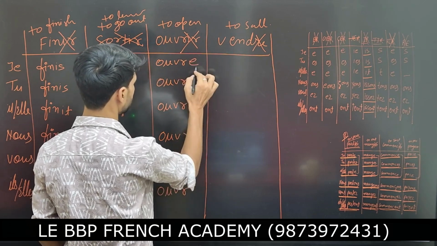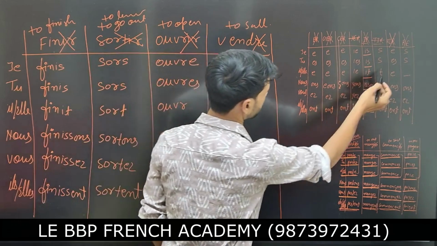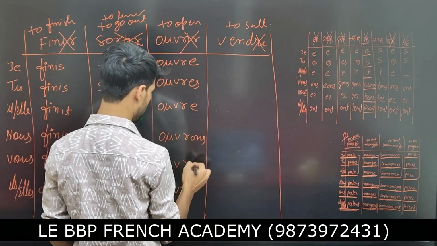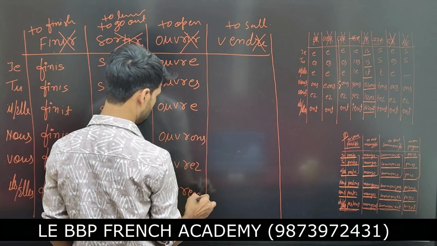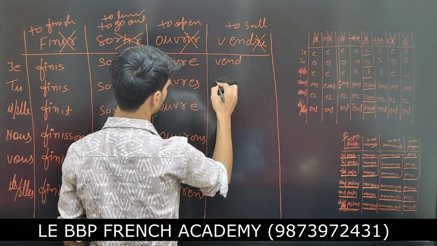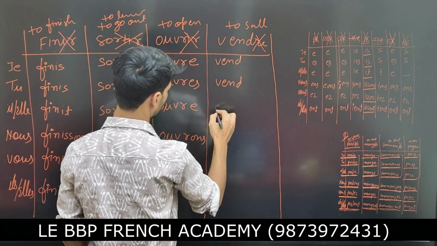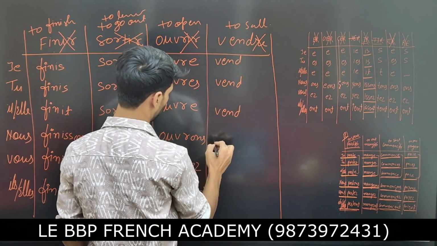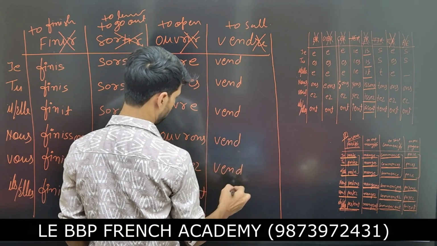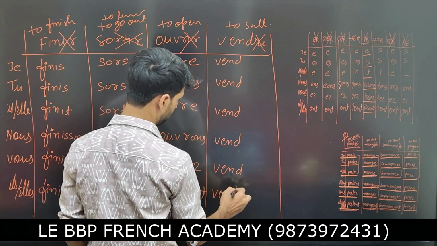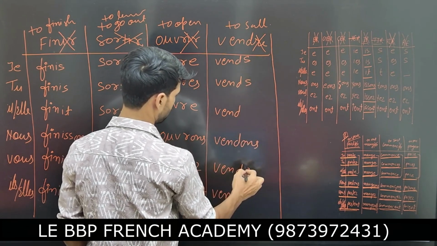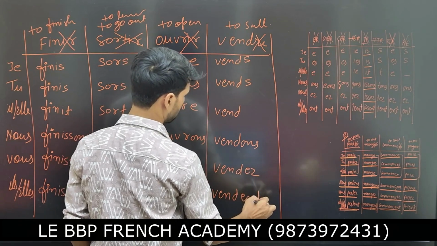Then what is the ending? E, es, e, then this ending, ons, ez, and ent. And RE, then vend. And s, nothing, ons, ez, and ent.